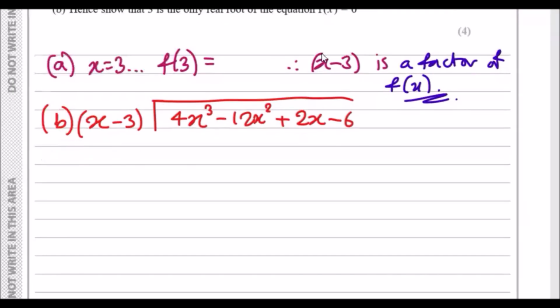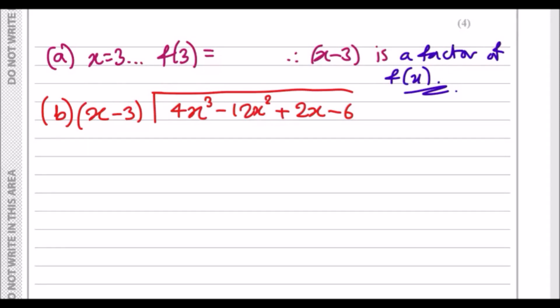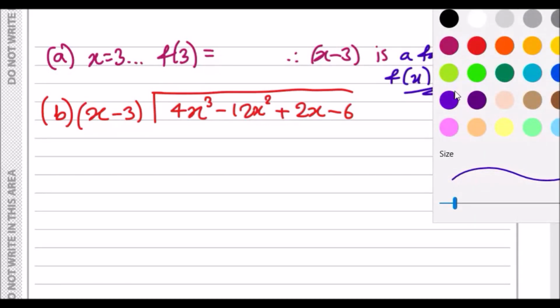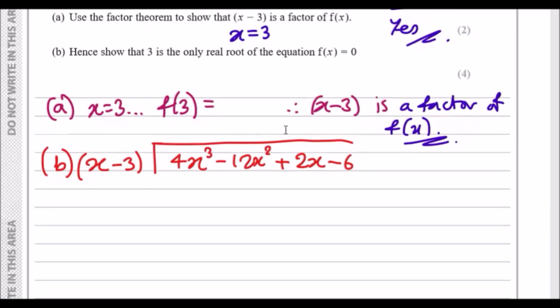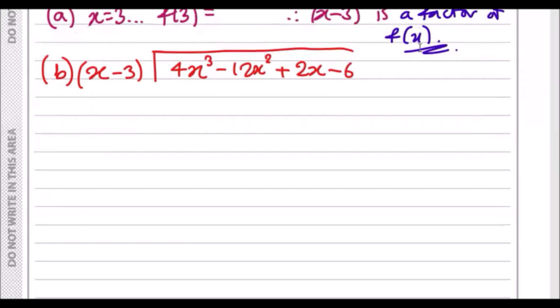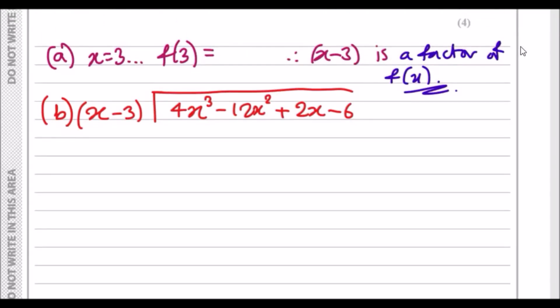Okay, so to prove this, we need to use long division now, because we want to show that when we divide this, we can get firstly a quadratic equation, and then we need to show that we cannot factorize the quadratic equation, because that's the only way to show that we have one solution, which is x minus 3. Anyway, let's go ahead and do some long division, see what we get.